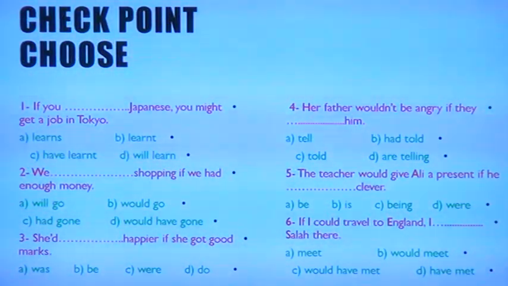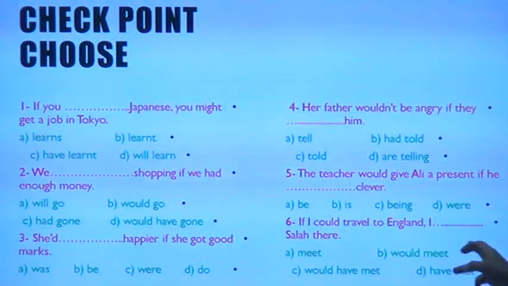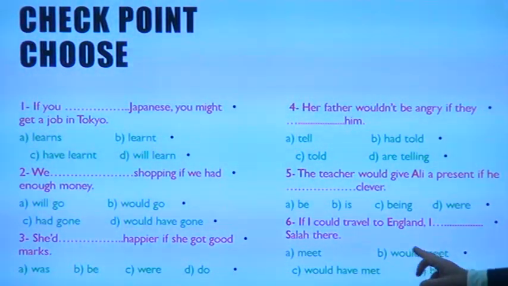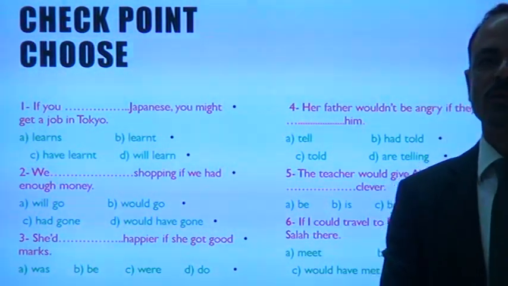If I could travel to England, I ___ there. Don't be surprised that we have put could in the if clause. If we could travel, I would meet. Number B, would meet.